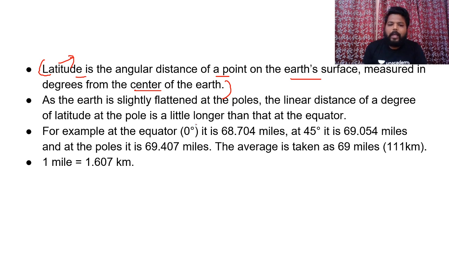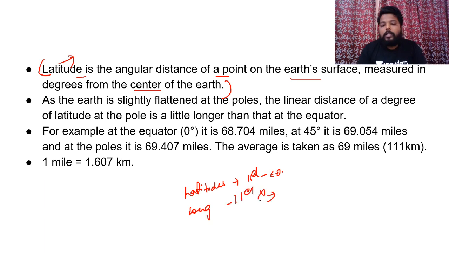In a simple way, latitudes are parallel to each other. But longitudes are not parallel to each other. Clear? So latitudes are parallel to each other. Hence, the distance between two latitudes is almost similar in any place on the earth's surface. For example, if your friend is standing at 45 degree north latitude and you are standing at 46 degree north latitude, the distance between both of you would be approximately 111 kilometers.